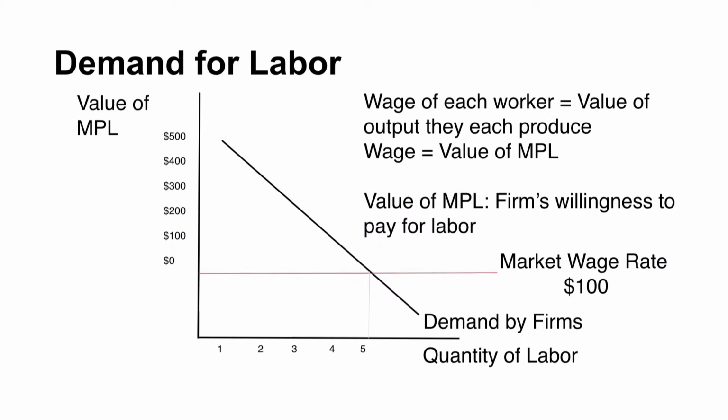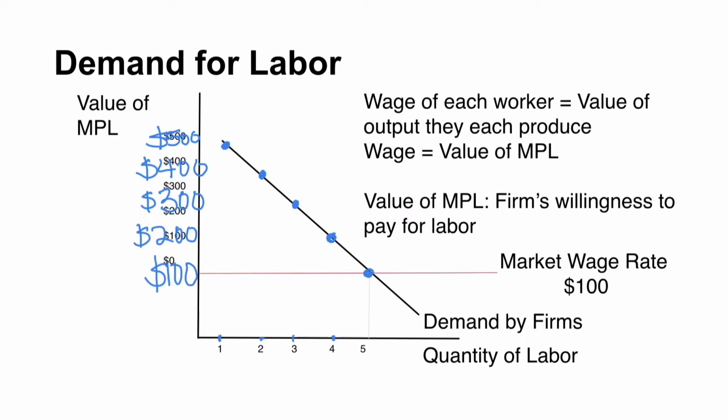Okay, so what does all of this mean for the demand for labor? Well, as you can see here, and this will be 100, with one worker, the value of the marginal product is 500. With two workers, the value of the marginal product is 400. With three workers, the value of the marginal product is 300. With four workers, the value of the marginal product is 200. Those are corresponding to the points that we just saw a moment ago on our table.